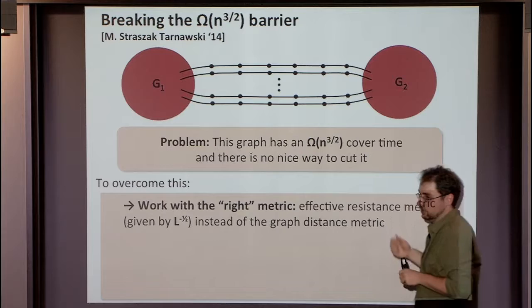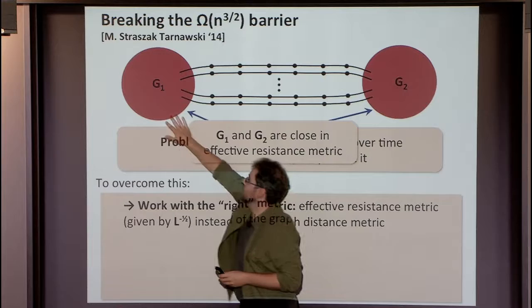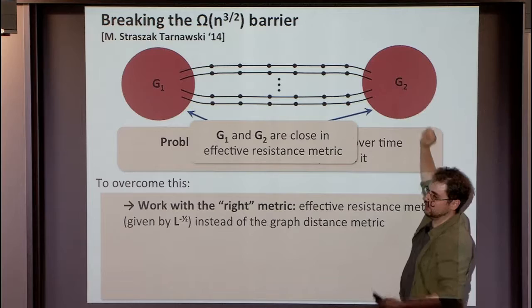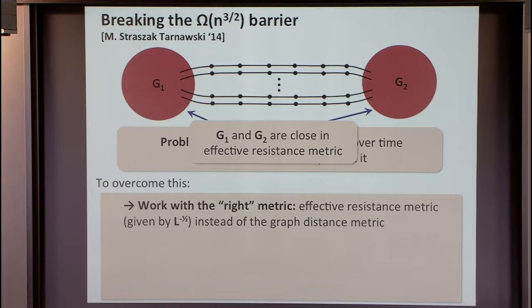And the funny thing that happens then is that, for instance, even though in the graph distance metric these two expanders are far, when you look at the effective resistance metric, they're actually very close to each other. That's the surprising thing. So even though they don't look like this in the picture, these two graphs together form a region of low effective resistance diameter, which is a desirable thing for us.